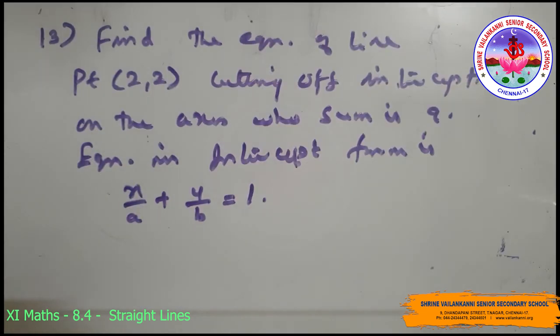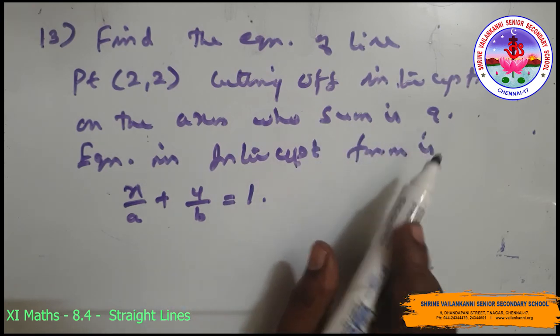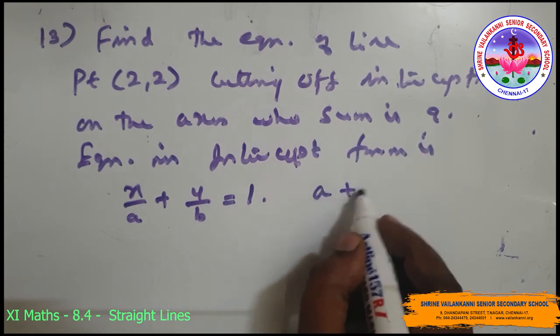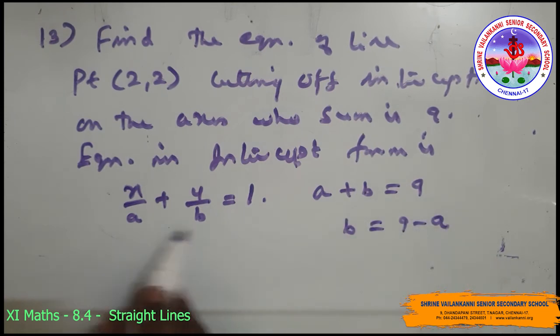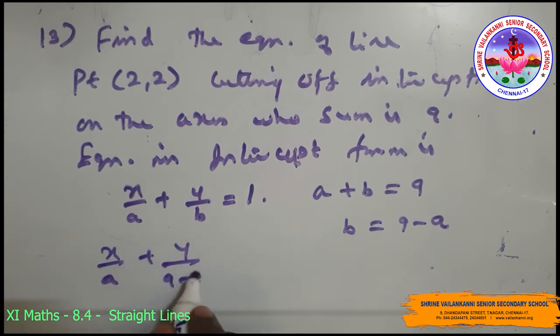13th question. Find the equation of the line passing through the point (2, 2) and cutting off intercepts on the axis whose sum is 9. So the equation of the line in intercept form is x by a plus y by b equals 1. Here a and b are the intercepts on the x and y axis respectively. It's given that the sum is 9. So the sum of the intercepts is 9, so a plus b equals 9, b equals 9 minus a. So substituting this in the equation, x by a plus y by (9 minus a) equals 1.